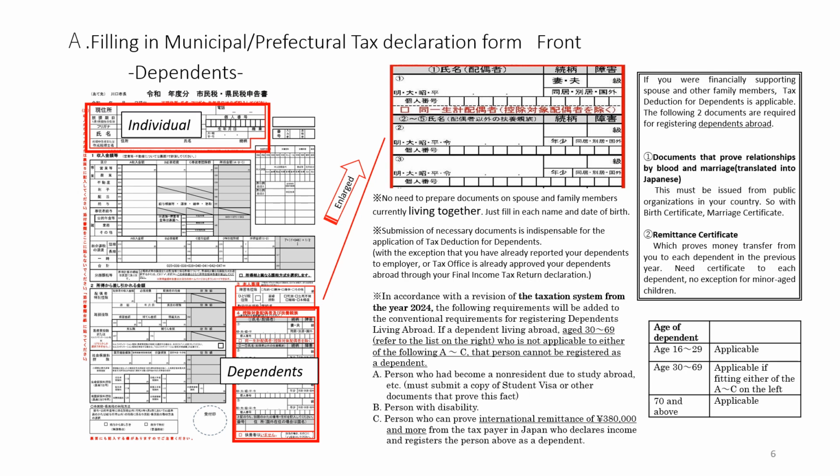Necessary document 1 is document that prove relationship by blood and marriage. Obtain the document from public organization of each country and have them translated into Japanese. So with documents that prove relationship with you, such as birth certificate, marriage certificate. Necessary document 2 is remittance certificate. Prepare remittance certificate which proves your money transfer to dependent during the previous year of declaration. In case you had more than one dependent, you need to prepare certificate for each dependent. Of course, that includes every minor age children.